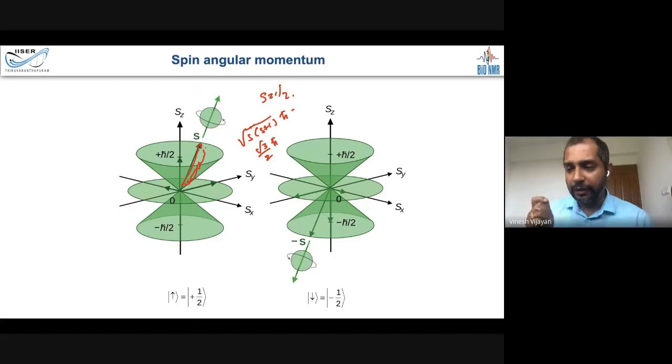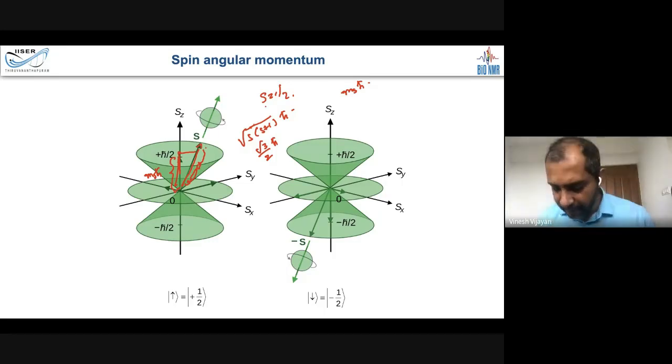Now, what are these MS values? We are talking about the relation between S and MS, right? The MS value is the projection of this S in the Z direction, or the component of this vector in the Z direction. That is your MS value. And what is the value of that? That is given by MS H cross. So this is your projection, and that will be this length, MS H cross.